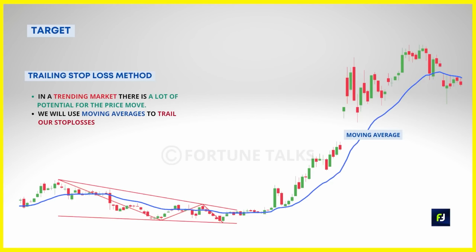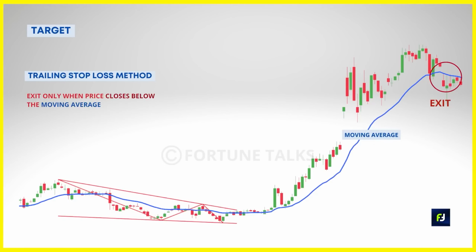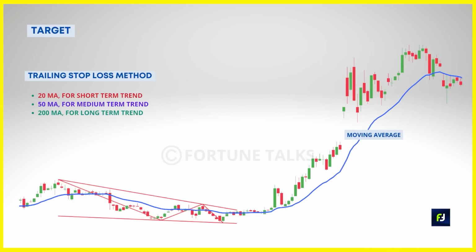You can also decide to trail your stop loss. The trailing stop loss helps you ensure you ride the entire trend. Now to trail your stop loss in the best possible manner, you can use moving averages or Chandelier stops and only exit the trade if the market closes below it. And if you are using moving averages, use 20, 50 or 200 period moving averages depending on whether you have a short term, medium term or long term trade objective.